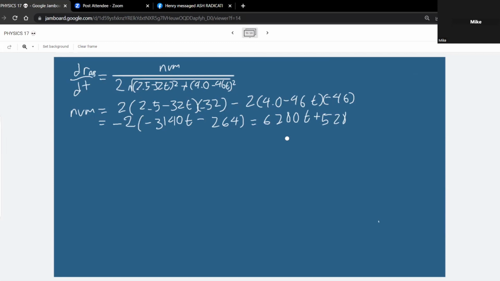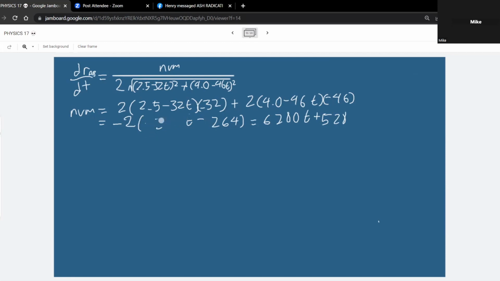Tingnan mo yan, use the numerator. 2 times 2.5 minus 32 times negative 32. Tapos yung next line dapat plus, hindi minus. So, therefore, iba siya ng konti. Tapos gawin mo siya in increasing powers of t. So start with the constant term.